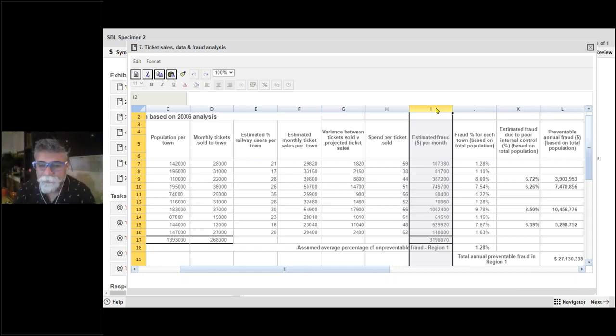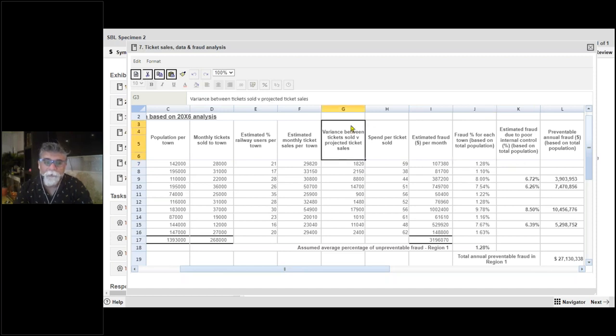Interesting. But that's just a formula, right? X multiplied by Y is equal to Z. Now what is this? Fraud percentage for each town based on total population. So now it's calculating the fraud in terms of percentage. I'm just calculating on my own: 1820 fraud tickets divided by the population is 142. Perfect. So he's now calculating the fraud.